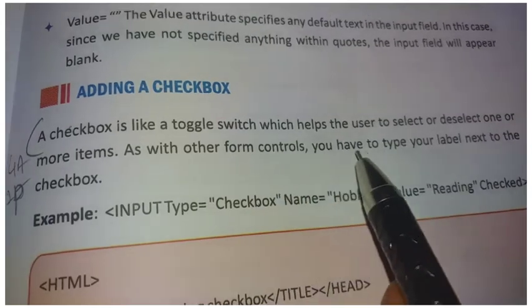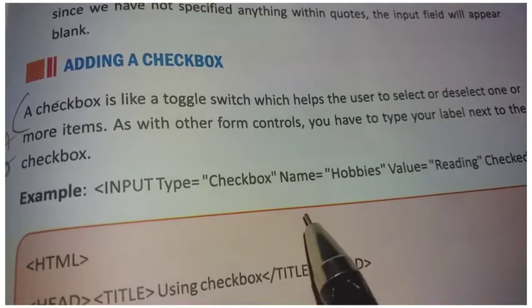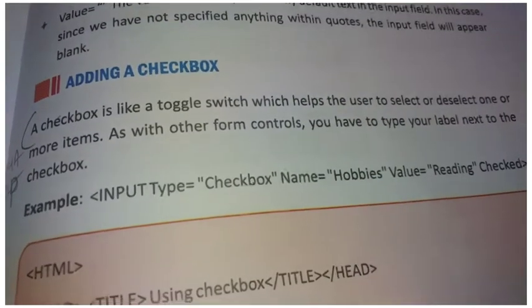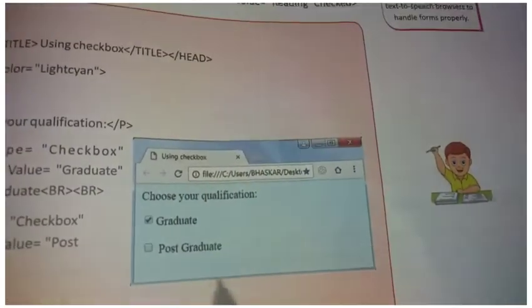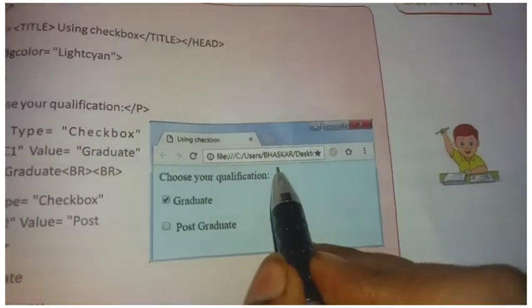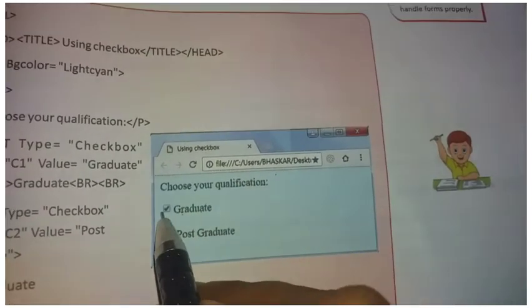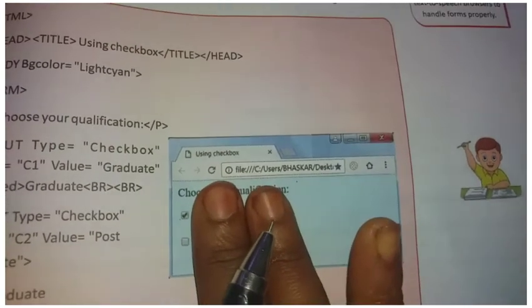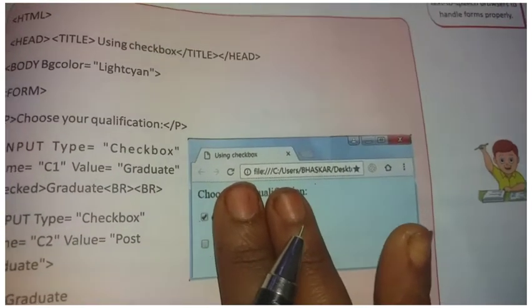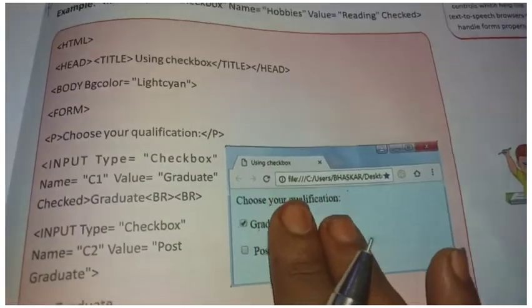As with the form controls, you have to type your label next to the checkbox. First, we have to specify what the checkbox is for. For example, if you see here, this is your qualification: this is a graduate, this is a label, this is a checkbox. If you did not give a label here, how would you know which option you are selecting? That's why we have to specify a label here.